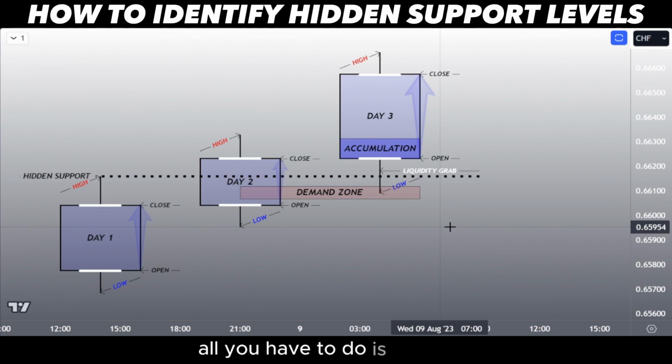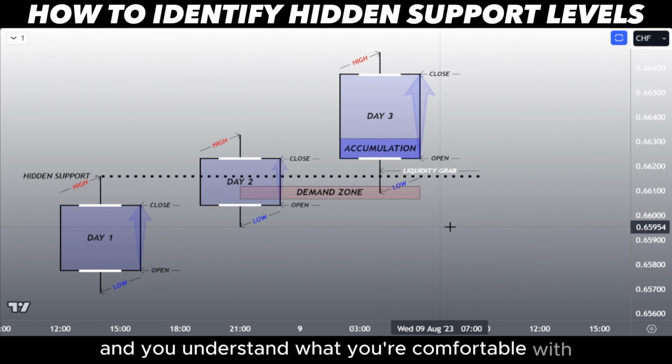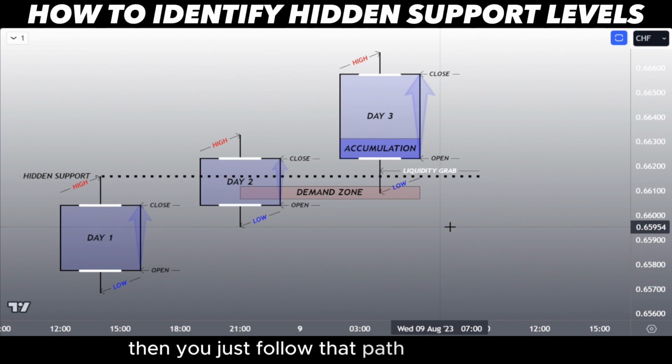All you have to do is backtest, find situations where this has happened, and then wait for it to happen in the future. You do not have to trade everything. You need to find your edge. Once you find your edge and you understand what you're comfortable with, then you just follow that path going forward.